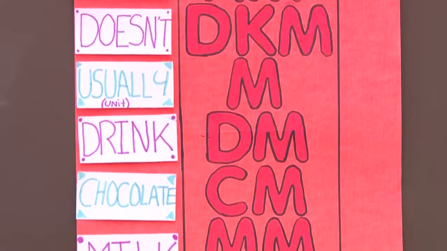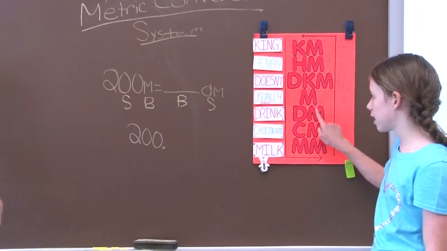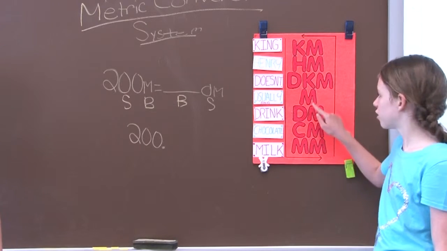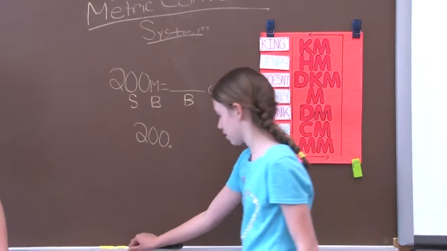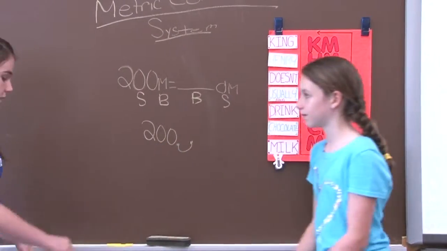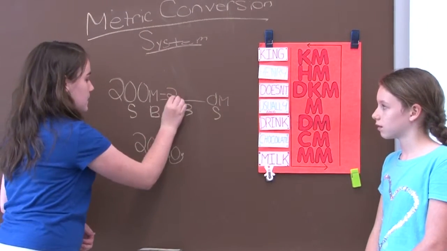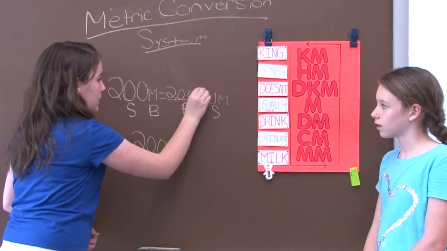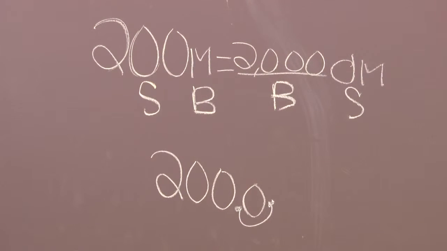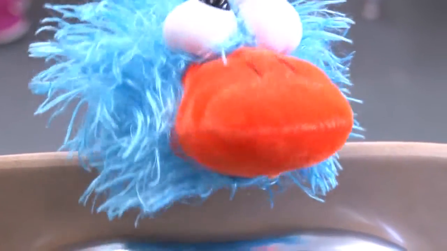So if you were going down the chart, which in this case we are because the M is before DM, you move it how many spaces to the right. So this is one space to the right. We fill in the zeros. So 200 meters equals 2,000 decimeters. Would you like another example, Mikey? Sure, I would love another example.